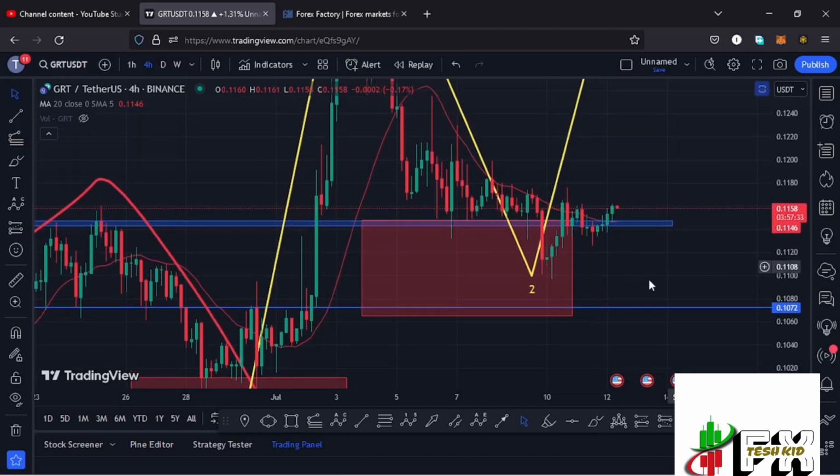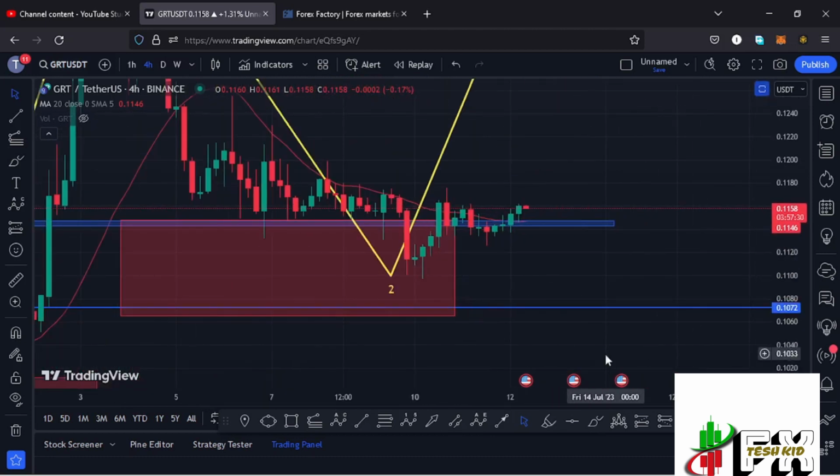At the time of this recording, GRT is holding above a key area of support at around the $0.1145 mark, which is now acting as support for us to continue gearing up. We are also holding above the 20-day MA here on the 4-hour chart, which is also acting as support for us to continue gearing up.